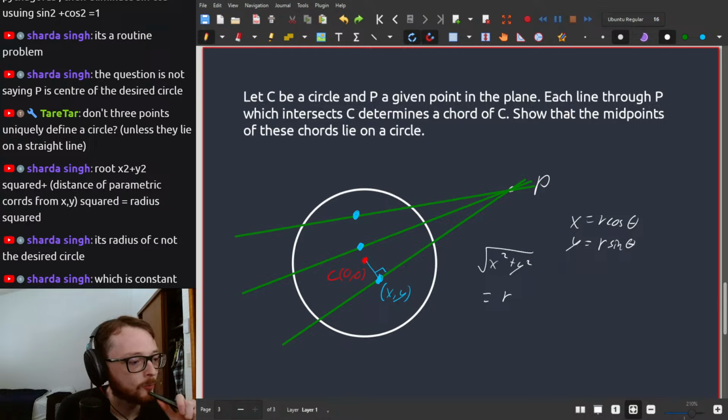Root x squared plus y squared plus the distance of parametric chords from x and y squared equals radius squared. Equals.